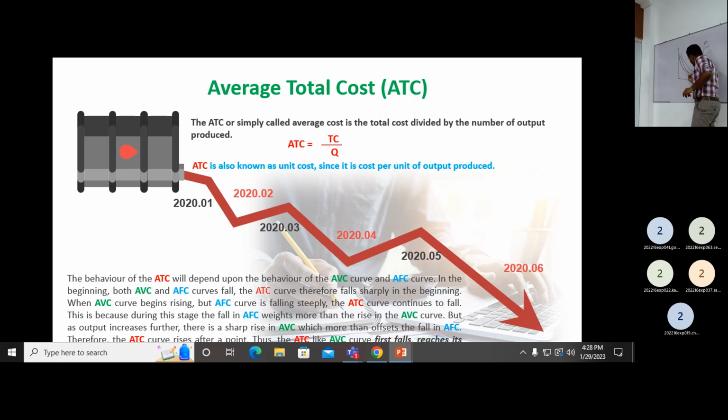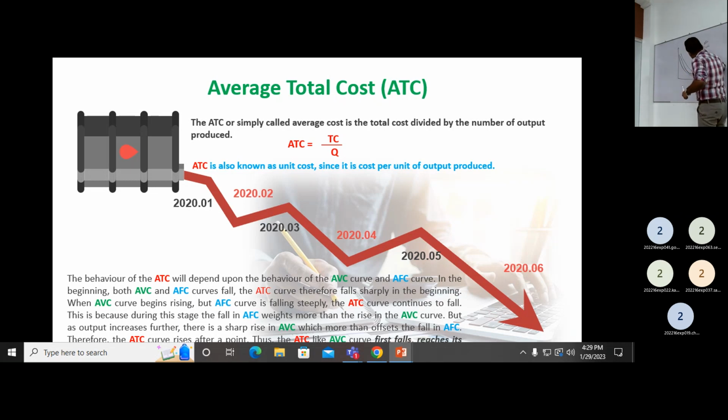The rate of decline of this average fixed cost is higher than that of average variable cost. But after some time, you could see that after this point, our average total cost starts to increase. Meaning that after this point, the declining power of the average fixed cost is lower and the increasing power of average variable cost is high. Accordingly, now this average total cost is listening to the average variable cost.